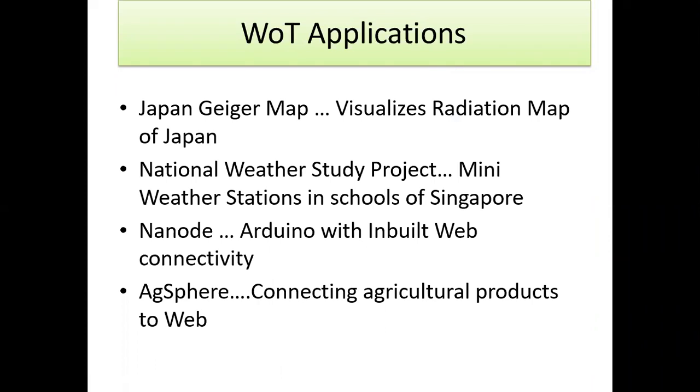There are different applications for the WoT. Here you can see the Japan Disaster Map, a project that displays live radiation counts across Japan. Likewise, there are several other applications, like the National Weather Study Project, which has mini weather stations in schools of Singapore. So these are the different applications of the WoT available.